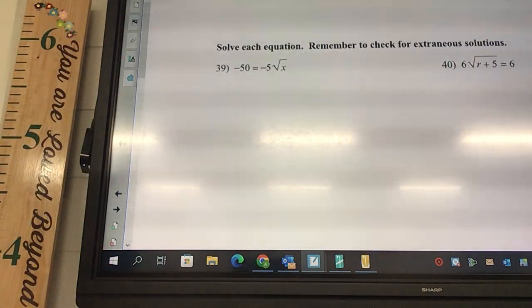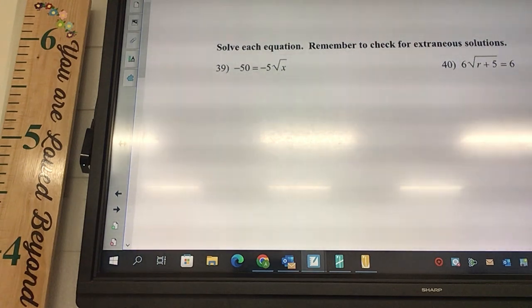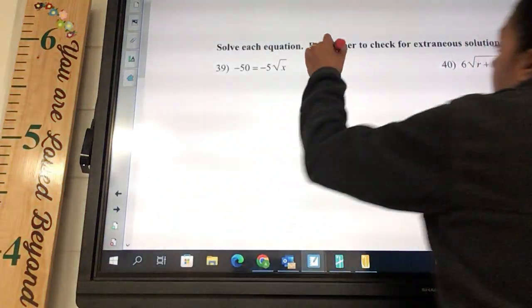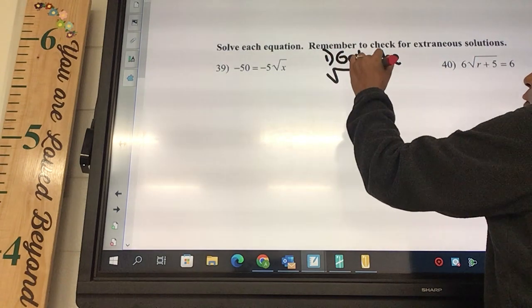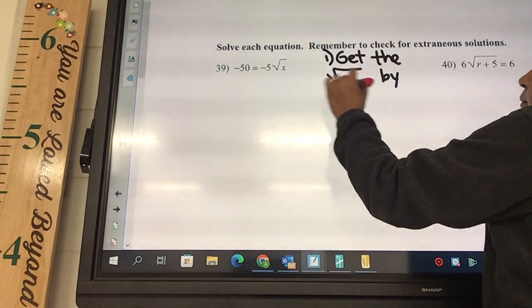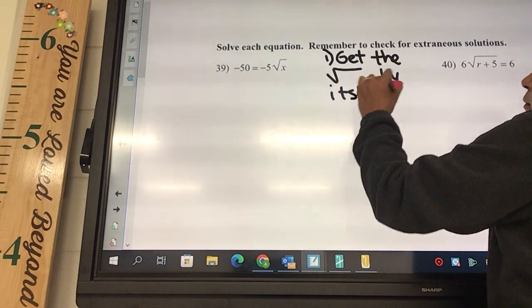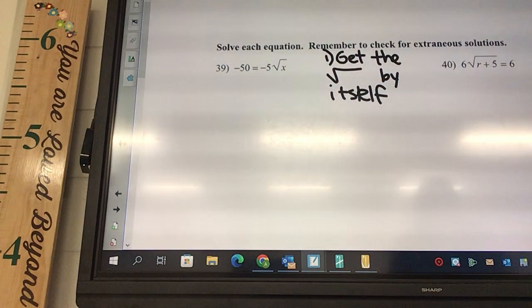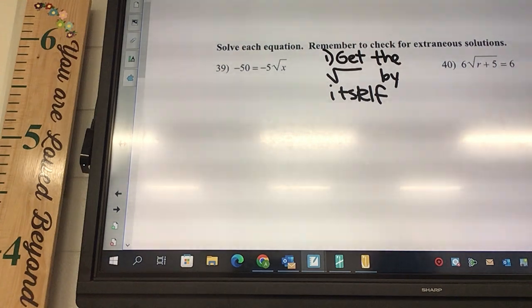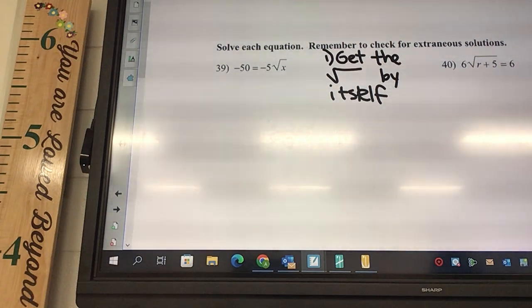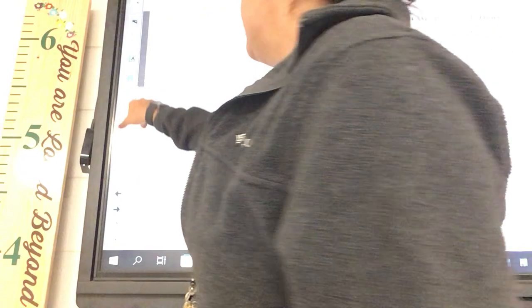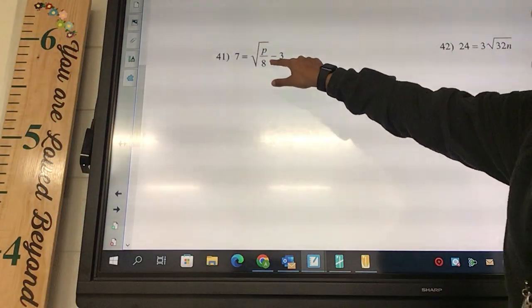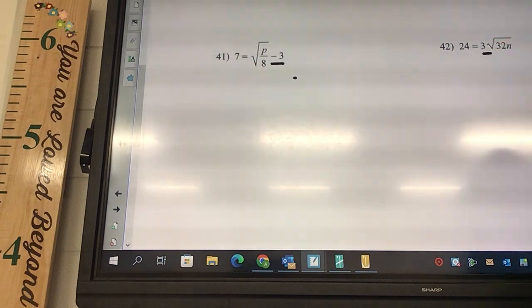Okay, look at 39. For some of these, there really aren't steps that I can write. However, I can tell you to get the square root by itself. So what is next to the square root? -5. Same thing here, there's a 6 next to it. So that needs to move first. Anything that is on the outside of the square root needs to be moved first. Like this 3 needs to be moved first.